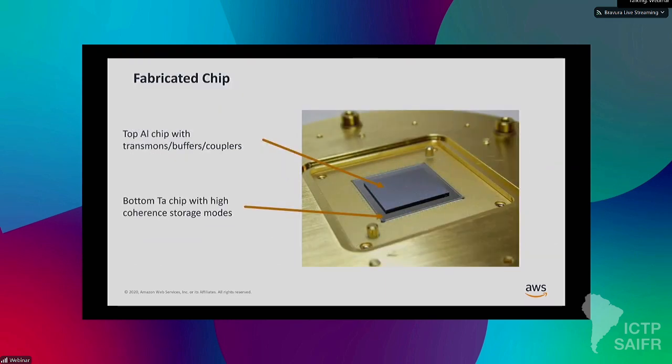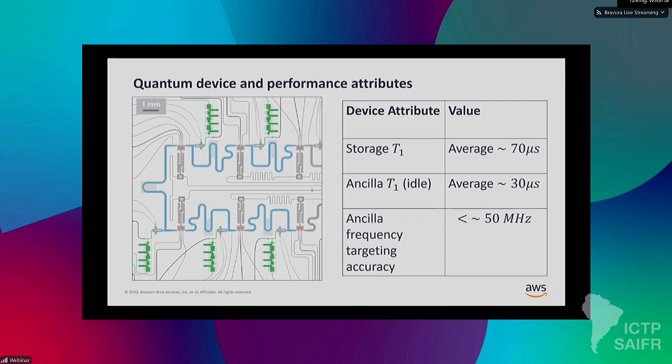That's a picture of the chip. It's a flip chip architecture. We have a top aluminum chip with the nonlinear components: the transmons, the buffers, and the couplers. And we have a bottom tantalum chip, which has the coherent resonators, and tantalum because we want as high a Q as we can get for the resonators. This is what we could get.